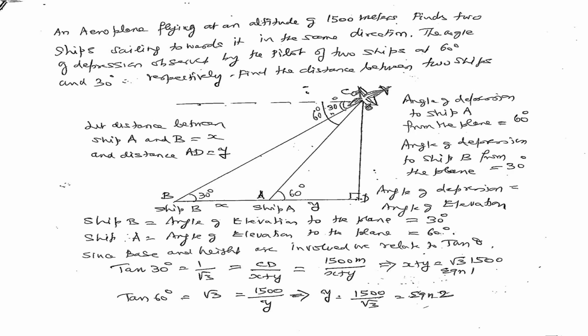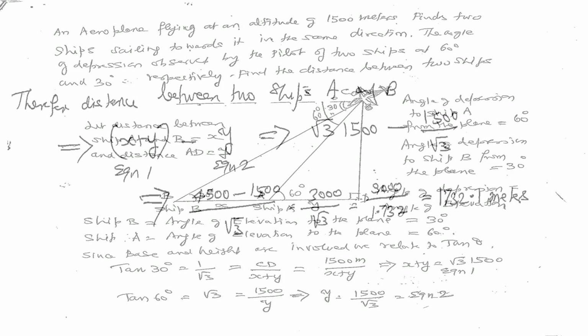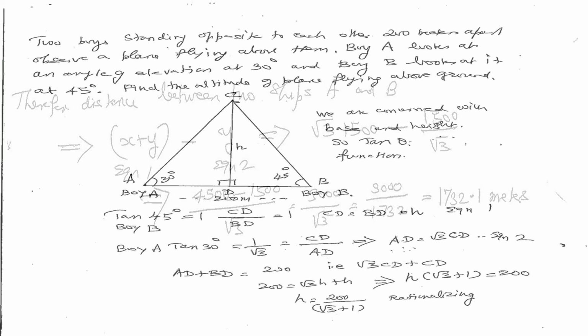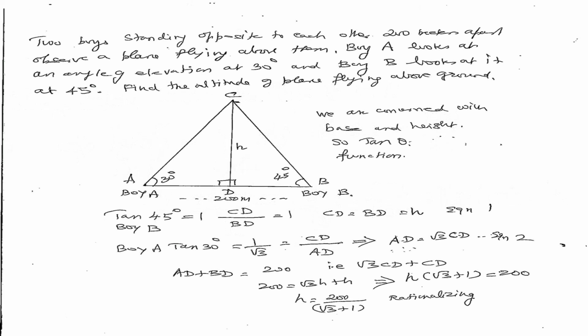Tan 60 is equal to root 3, that is 1500 by y. Y is equal to 1500 by root 3, that is equation 2. Therefore, the distance between two ships A and B is equal to x plus y minus y. X plus y being root 3 times 1500, y being 1500 by root 3, it gives us 1732.1 meters, the distance between two ships.